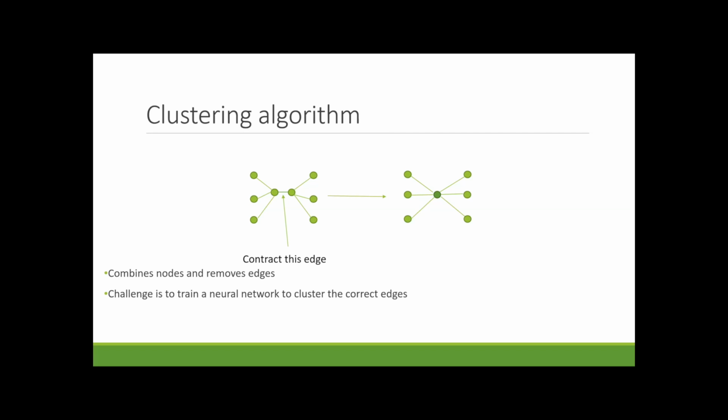This is just a brief example of what a clustering algorithm does. The specific one that I was looking at contracts an edge. It takes two nodes that are connected by an edge and condenses them into one. So it preserves all the existing edges and turns two nodes into one. The challenge then is to both do this efficiently and also to train a neural network to cluster the correct edges. Again, in this specific application, we're looking at clustering hits from the same particle into each other, so that you end up with ideally one node per track.